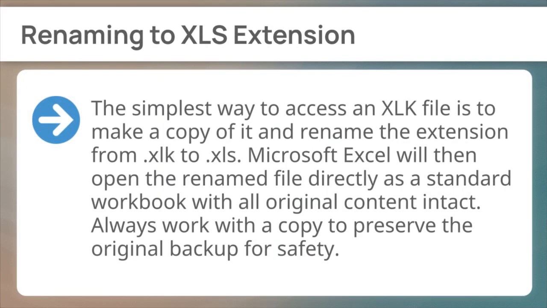The simplest way to access an XLK file is to make a copy of it and rename the extension from .xlk to .xls. Microsoft Excel will then open the renamed file directly as a standard workbook, with all original content intact. Always work with a copy to preserve the original backup for safety.